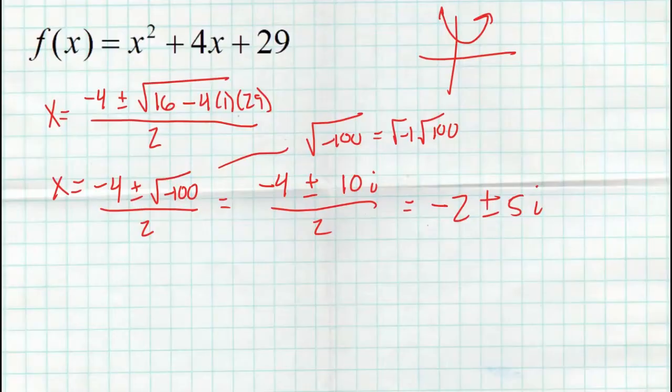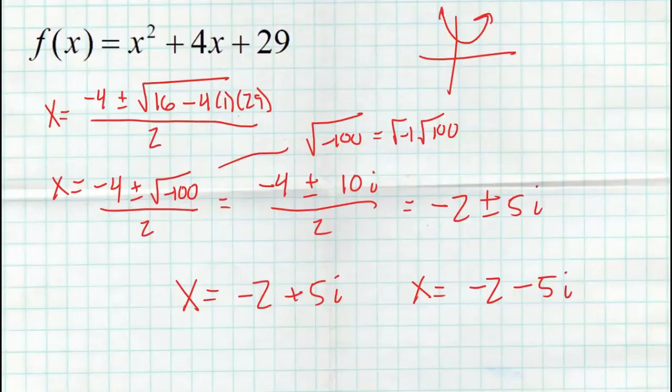And notice they come in those conjugate pairs that we knew would happen. So if negative 2 plus 5i is a complex zero, we automatically have another one at negative 2 minus 5i. They always come in those complex pairs. There you go. That's how simple it is.